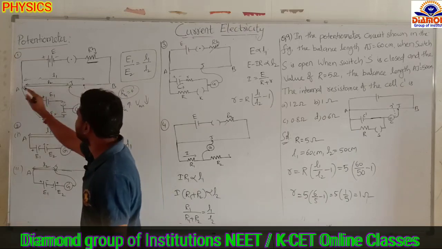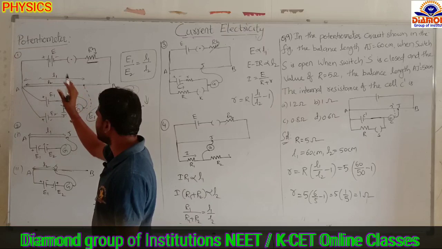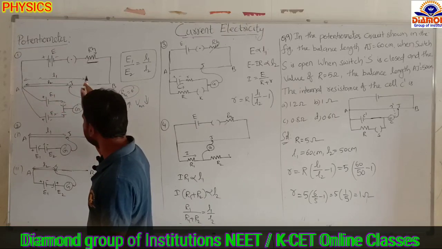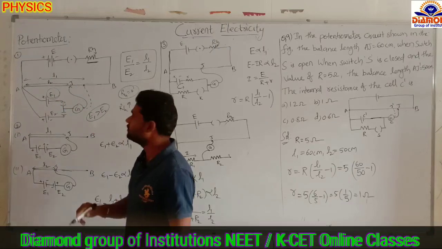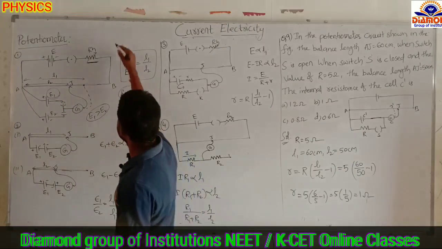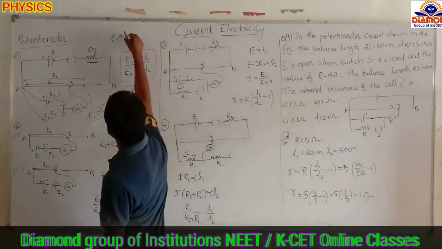Here we get the null deflection, so from A to B the length of the wire is L1. At length L1 we get the null deflection, and this EMF is directly proportional to that length. So E1 is directly proportional to L1.